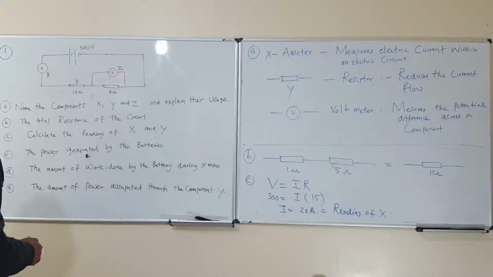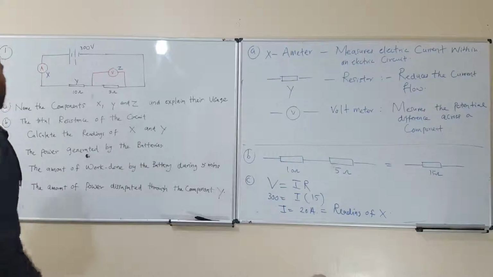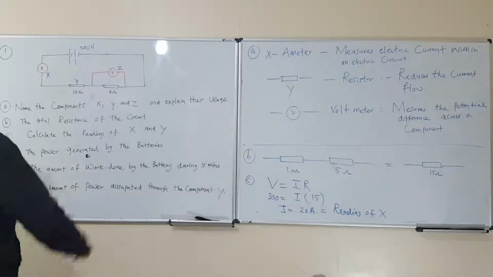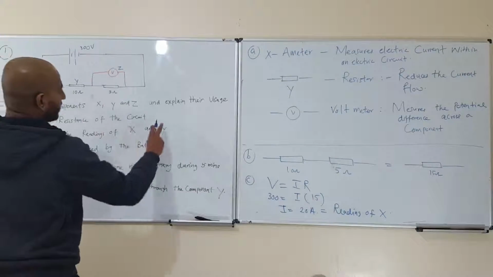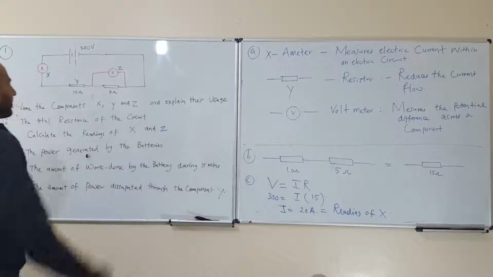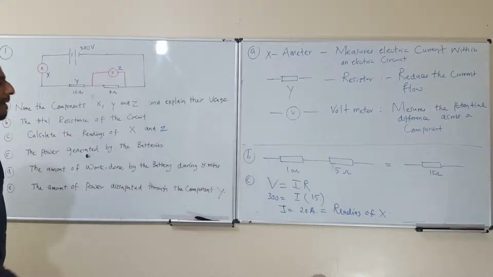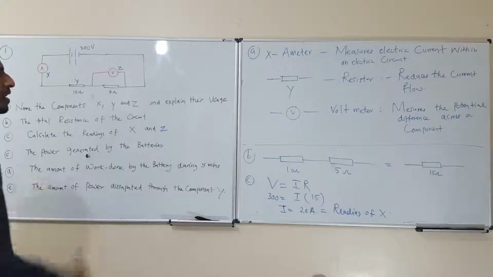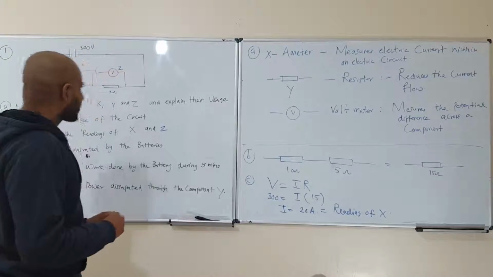Now they want us to find the reading of Y as well. Actually, I would say not the reading of Y, I think this is a mistake. This should be the reading of Z, because it's a voltmeter, isn't it? Voltmeter reading, they're asking. So, how do you do that?